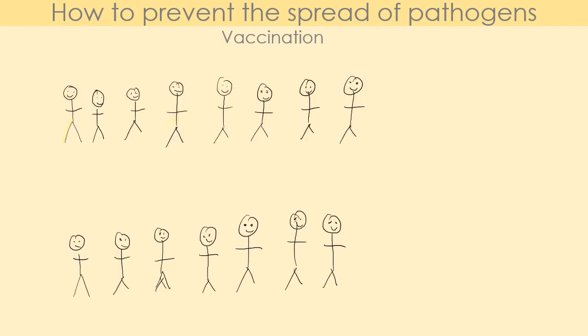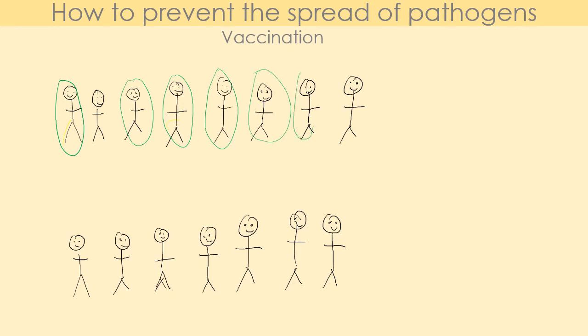We're now going to look at how we can prevent the spread of pathogens. And our first one is through vaccination. So we're going to have a look at what happens in a community that has had the majority of people vaccinated and one that hasn't. Now we're going to circle in green the people that have been vaccinated.